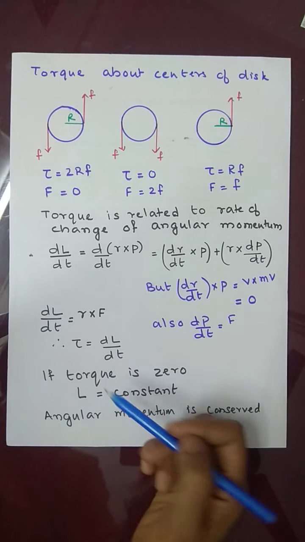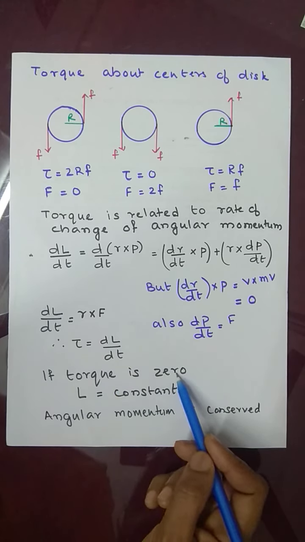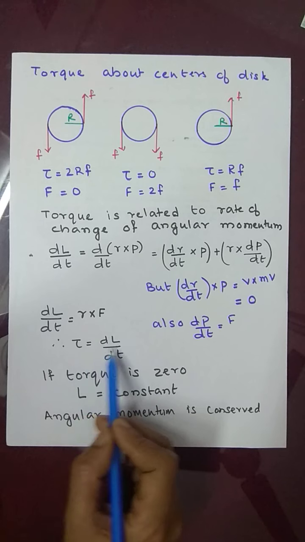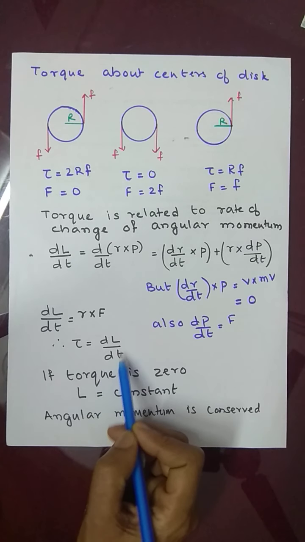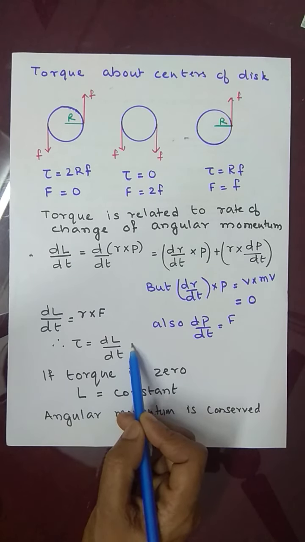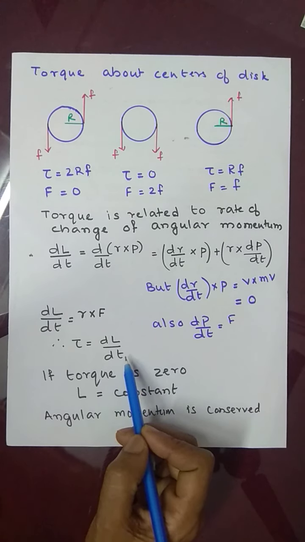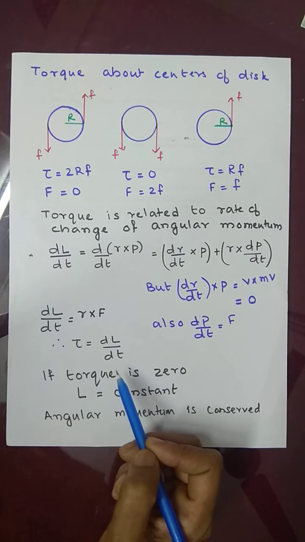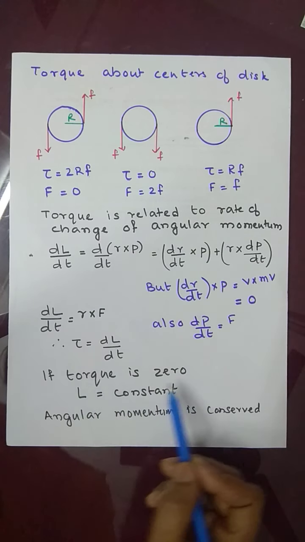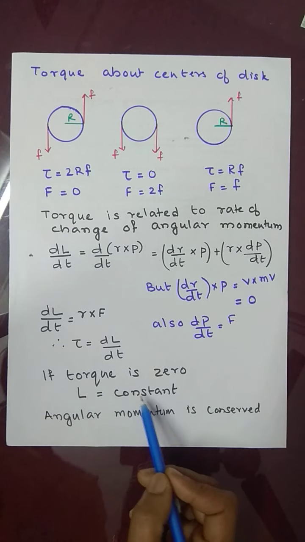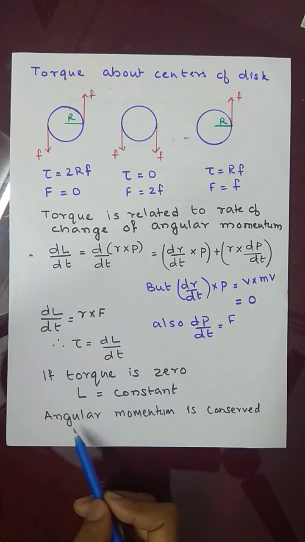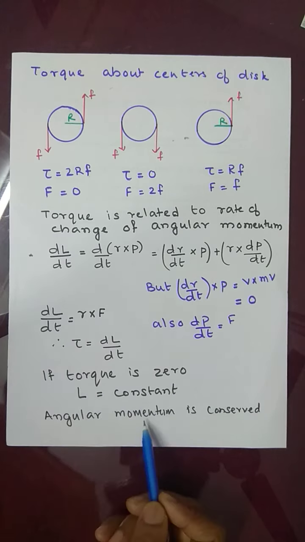Now what will happen if the torque is 0? If torque is 0, rate of change of angular momentum is 0. Rate of change is 0 means it is remaining constant, it is not changing. So when the torque is 0, angular momentum L is a constant. That means angular momentum is conserved.